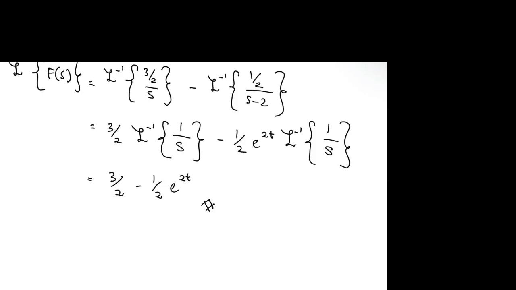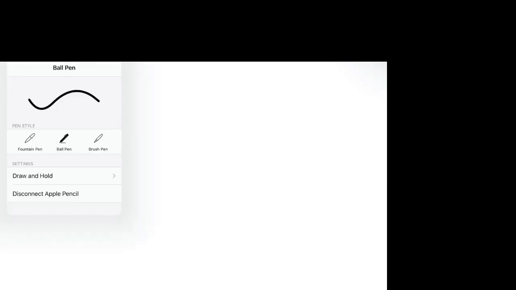And let's see another example. So here we have s plus 1 over s plus 2 times s minus 1. So question number 2. F(s) equals s plus 1 over s plus 2 times s minus 1.